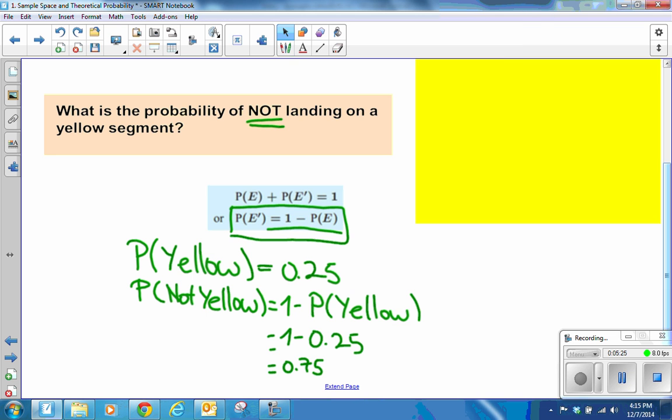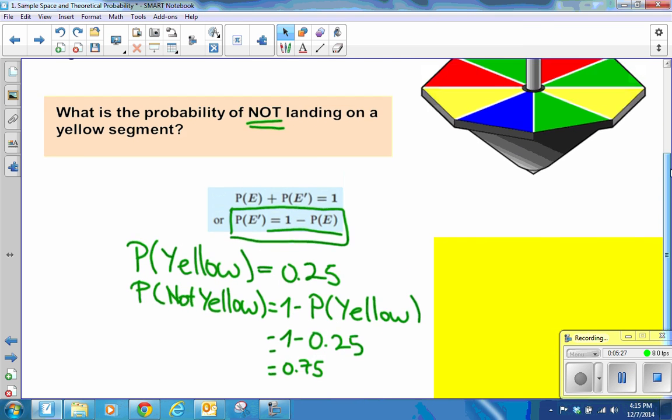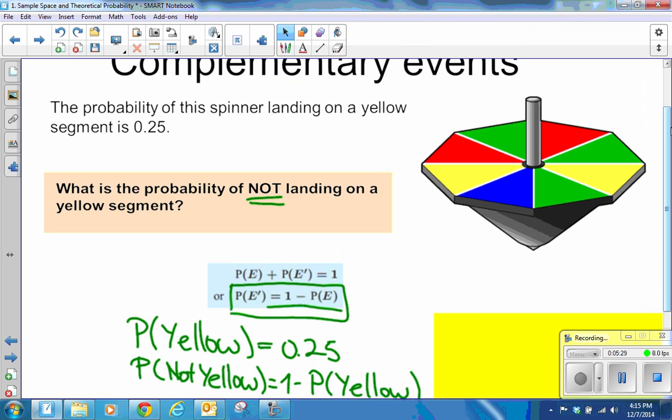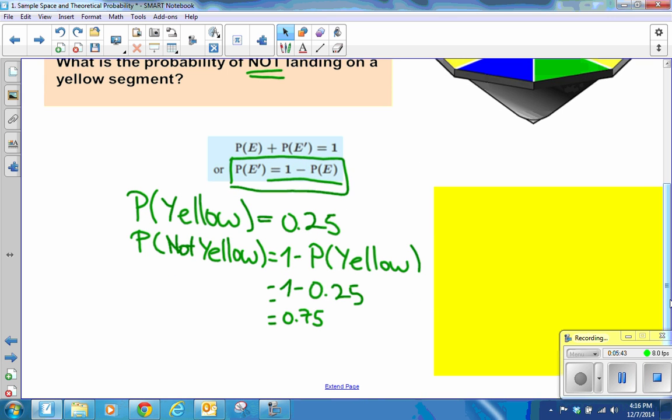Now I can show you the spinner. As you can see, we have 2 parts out of 8, that's 0.25. And not landing on a yellow will be the rest of them. So that will be 6 out of 8, which is 0.75. And that's how you use complementary events.